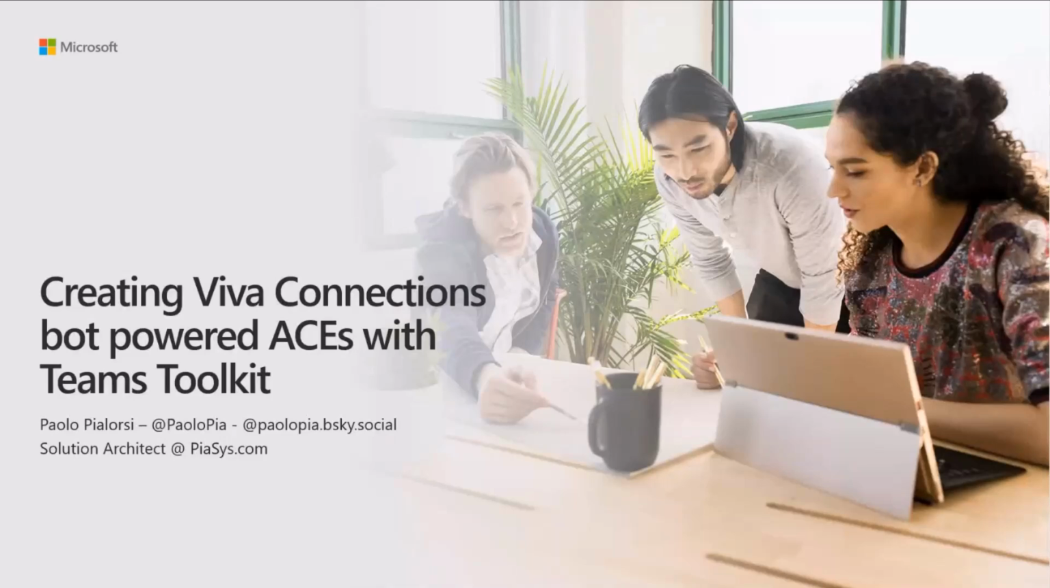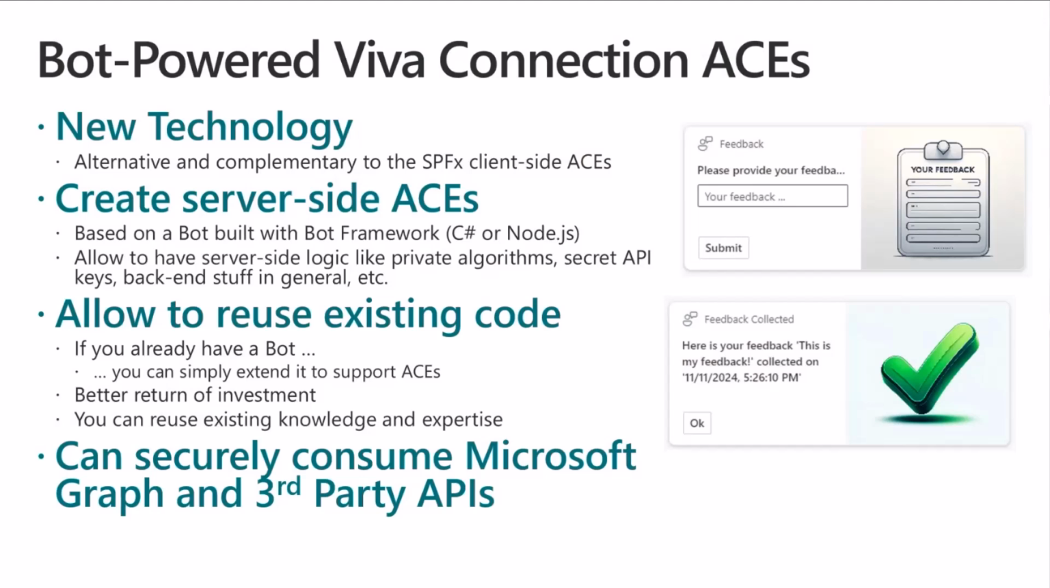So let's have a look at how we can create extensions for Microsoft Viva Connection using the new model called bot-powered ACEs, using the Teams Toolkit and TypeScript. So we're going to use Teams Toolkit in VS Code. So first of all, let's have an overview of what a bot-powered ACE is. Basically, it is a relatively new technology introduced by Microsoft to extend the Viva Connection dashboard using a server-side technology instead of using a client-side technology like we used to do with the SharePoint framework-based adaptive card extensions.